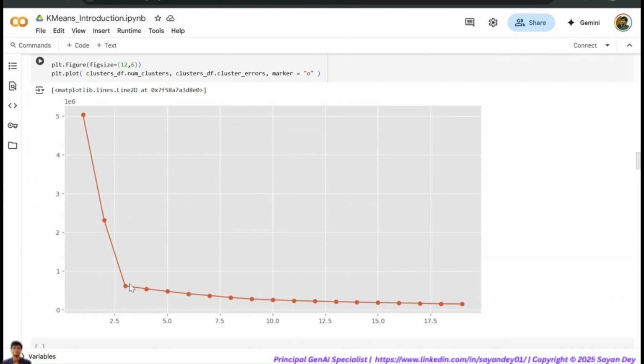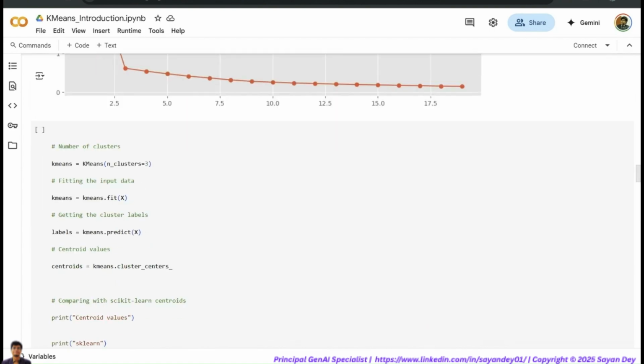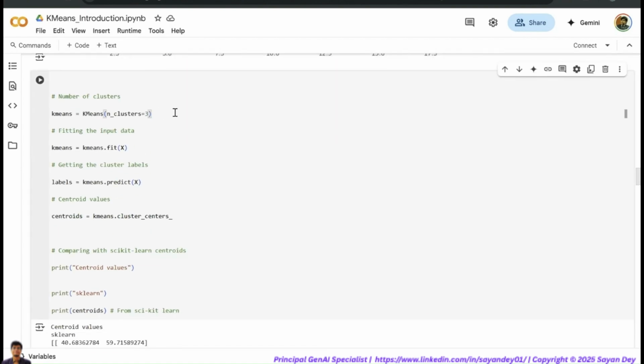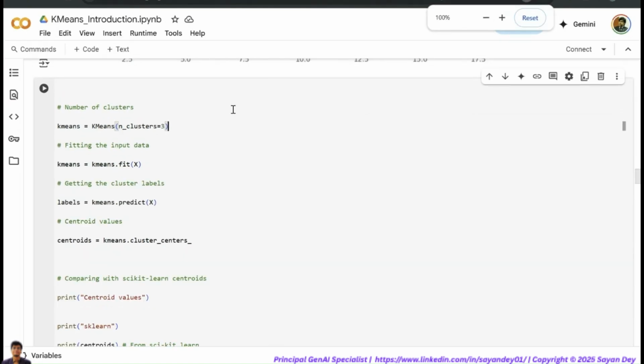So first step, you find out what is the optimum number of clusters. And once you have the optimum number of clusters, then you go and use the k-means algorithm. We have a straightforward library that we can use. This is k-means n clusters equal to 3. And we do k-means dot fit of x.